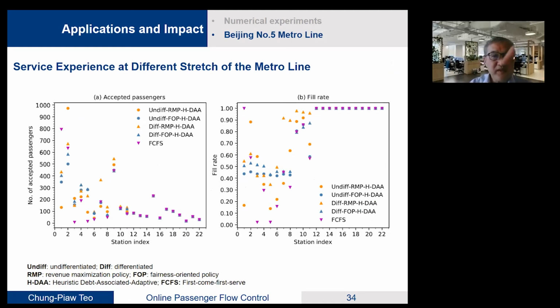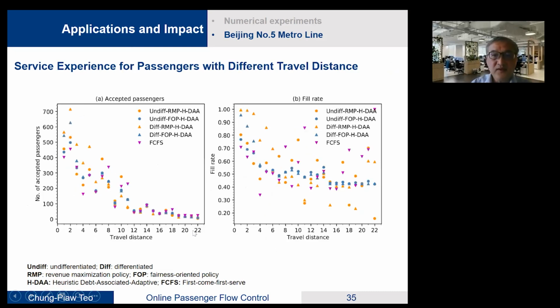So the rest are basically just some of the service level measurements from the metro station perspective. So if you were to use the gazing heuristic to do the admission control versus first come first serve, what is the service experience at the station level? And also what is the service experience for passengers with different travel distance? You can see that, for example, the differentiated and undifferentiated setting, these are the numbers accepted, these are the fill rate.